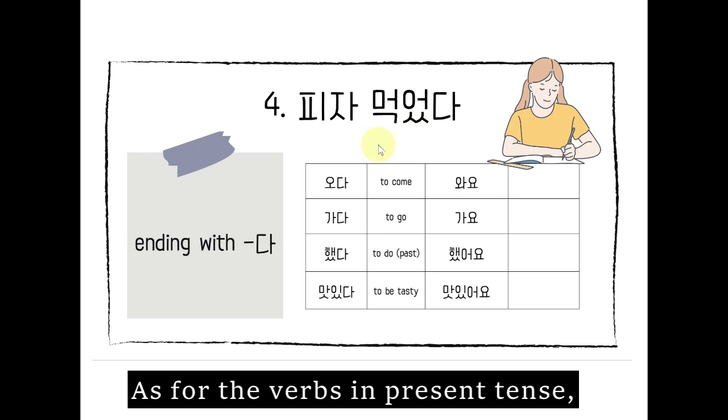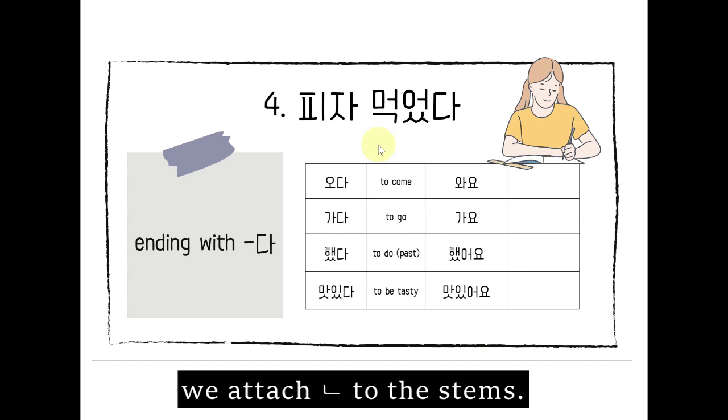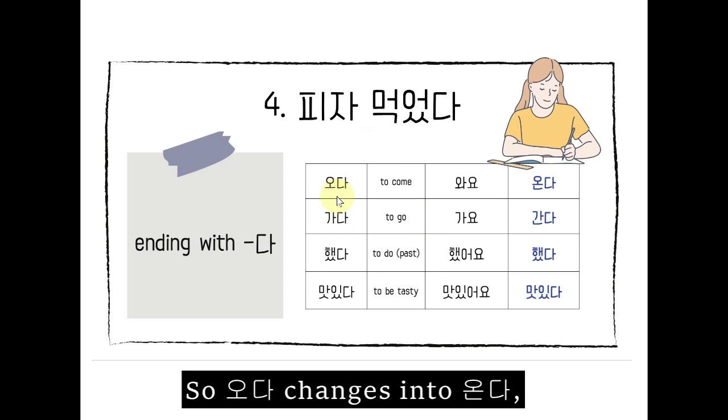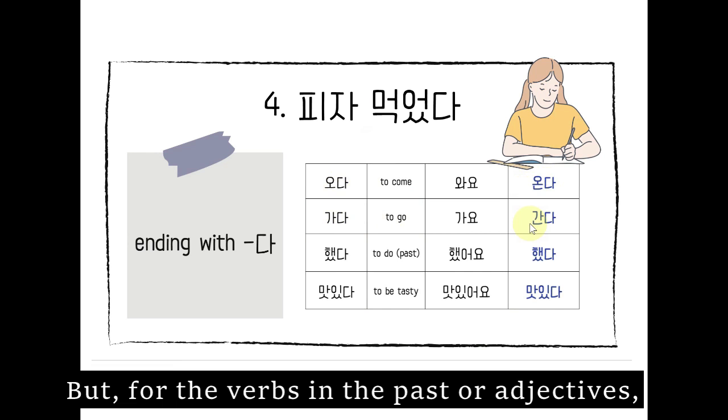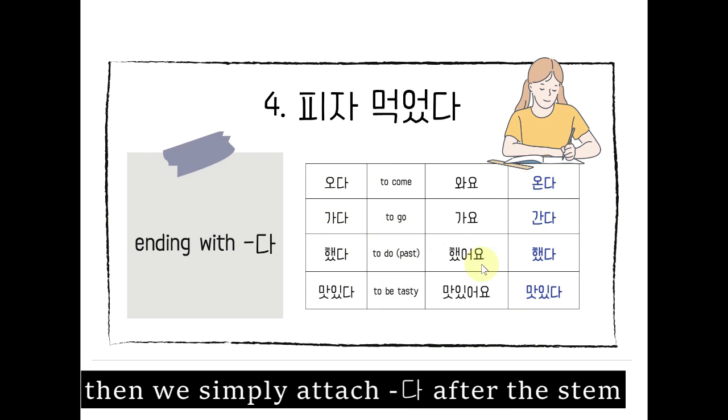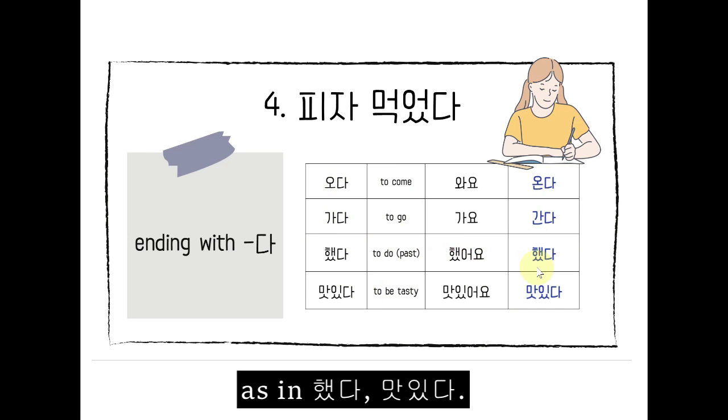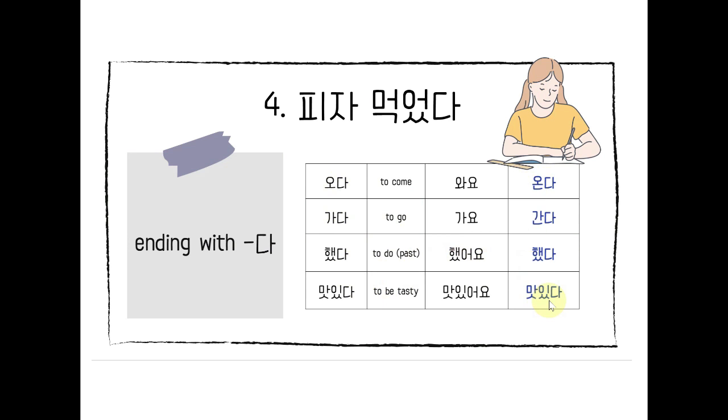How to use this sentence type? As for the verb, in present tense, we attach 니은. So 오다 change into 온다, 가다 change into 간다. But as for verb in the past or adjectives, then we add 다 after stem, as in 했다, 맛있다.